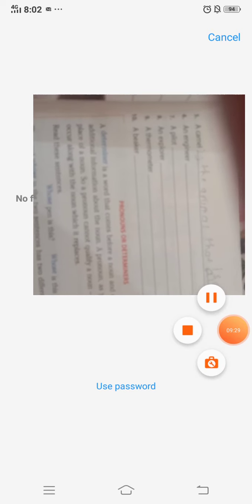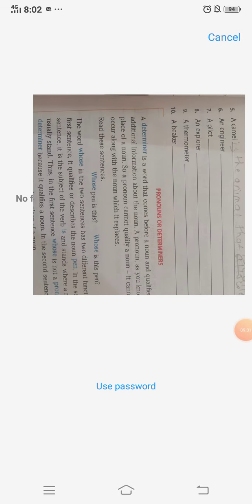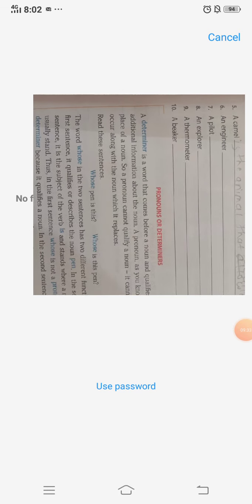Thank you. The remaining part we are going to see afterwards, on Monday: pronouns or determiners.